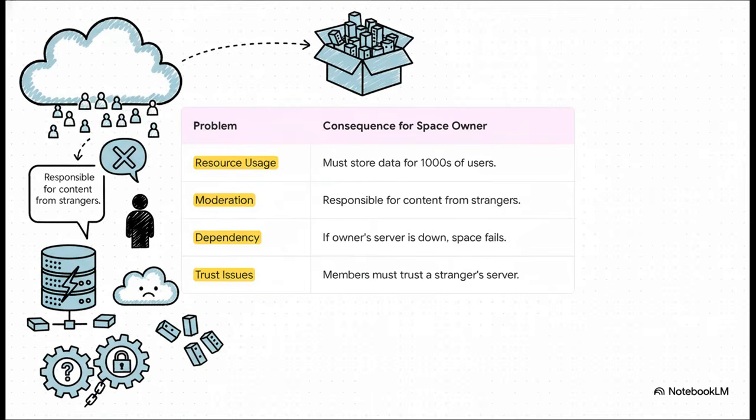But when you really think about it, that simple co-located model is a disaster waiting to happen. Suddenly, the person who started the group is on the hook for storing and paying for data from thousands of strangers. They become the default moderator for stuff they didn't write, and if their server ever goes down, the entire community vanishes. It just completely torpedoes the core idea of user control and trust that AppProto is built on.